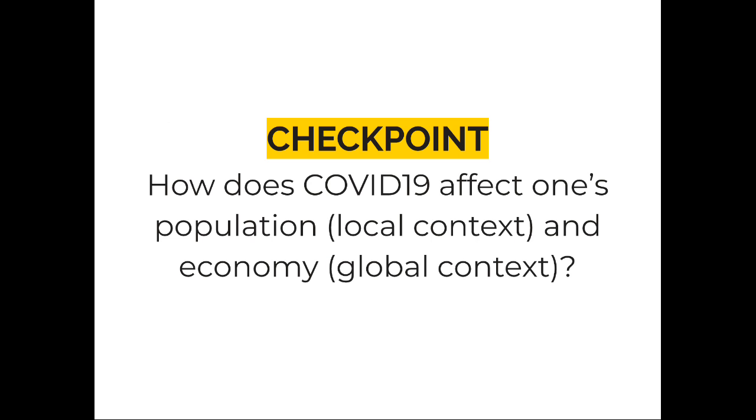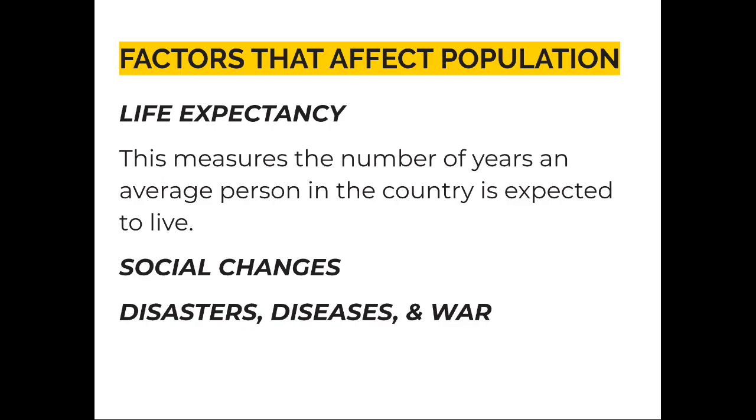as the findings. And now, after birth rate, fertility rate, net migration rate, and death rate, there are other factors that can affect population. You can see life expectancy, which measures the number of years an average person in the country is expected to live, and also social changes, disasters, diseases, and war. Okay, that's all our topic for today.